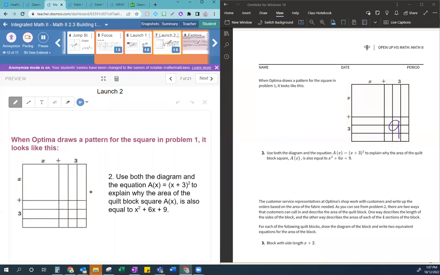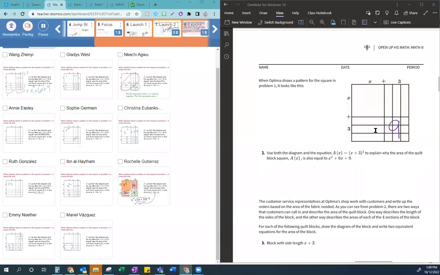So on your diagram, I want you to label, see how I wrote 9 here? I want you to label, where do you see the x squareds? Where do you see 6x? Okay, I'm going to pause and see what you guys have so far. So go ahead and put that out there.